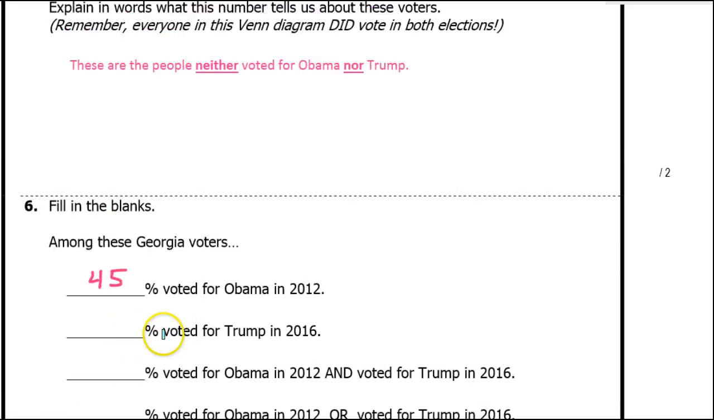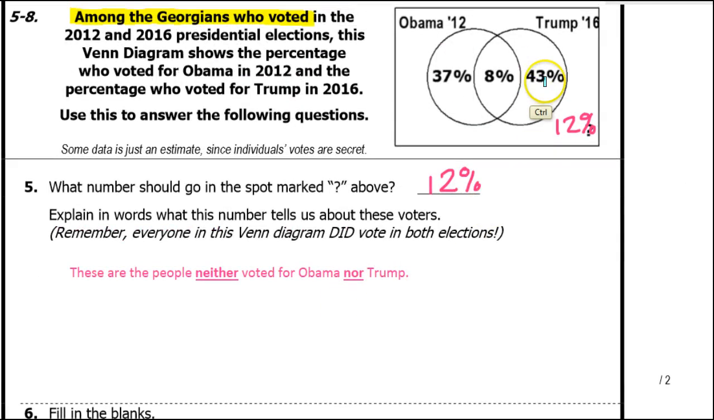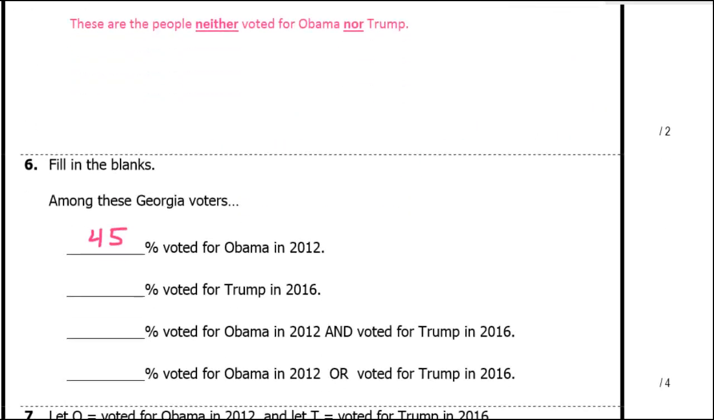Similarly, the percent who voted for Trump in 2016 is not 43. This is the Trump circle. The people who voted for Trump include the 8% and the 43%. That is 51%, not 43. All Trump voters in 2016. So that's why you had to put 51% voted for Trump in 2016.